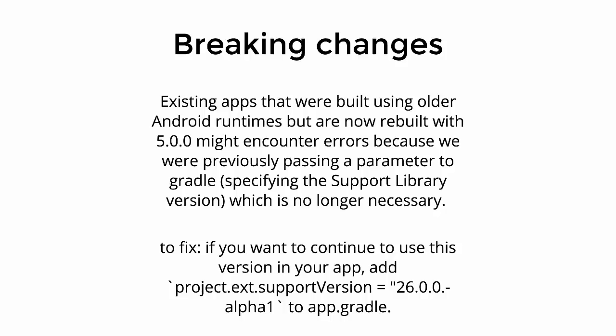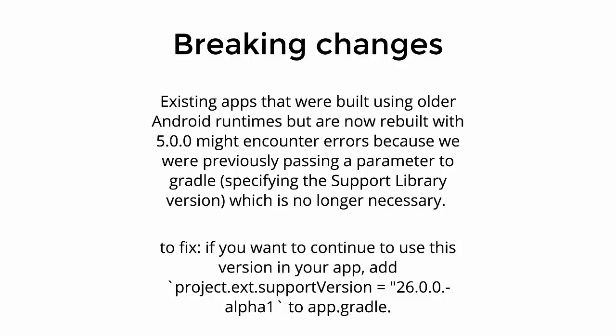This is a major release, so of course we need to do a couple of upgrades that are going to break a couple of things in case you are building your apps in certain ways. The first one I want to talk about is that if you are building your Android app using an older Android runtime and you want to rebuild it in 5.0, you might encounter an error because previously we were passing this parameter to Gradle, and that parameter was specifying the support library version. And that's no longer necessary.